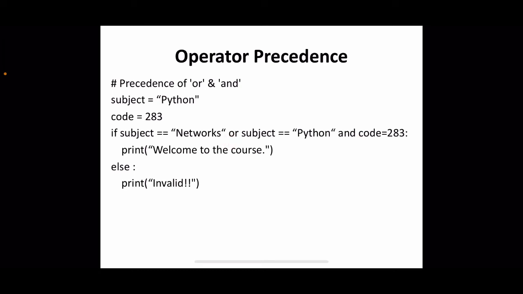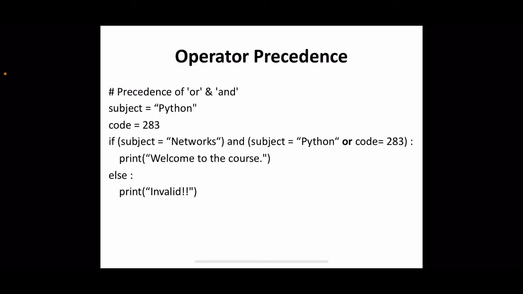Next we will apply this OR operation. So what are the different operands for this OR? Here we have true on the right side, and on the left side we have subject equal to network, that is false, right? False or true, result is true, right? So in that case what will be the output? This print statement will be executed. So the output will be welcome to the course. That is one case. Now let us see another example for the same OR and AND, but we are applying the parenthesis here. You can see here the variable values are the same.